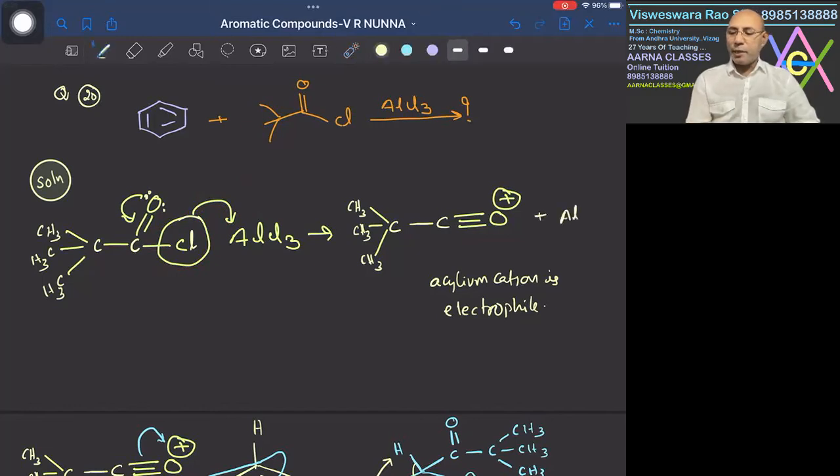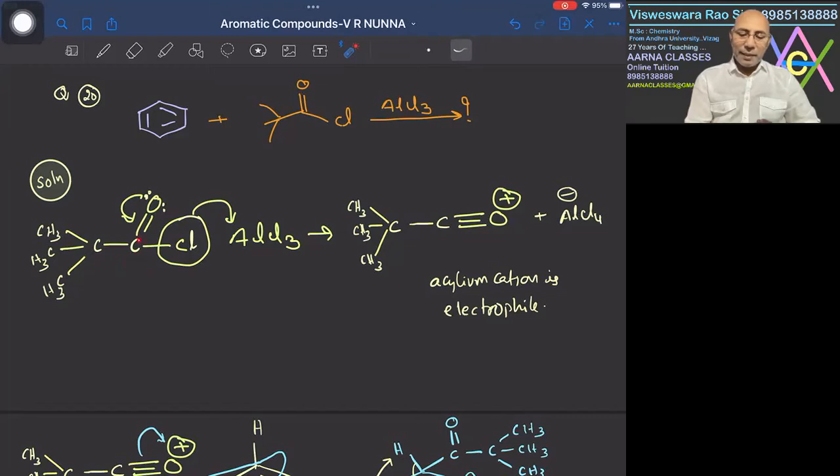That means the aluminum is now forming 4 bonds, so it gets a negative charge like that. Now this carbon is losing electrons, so the carbon gets a positive charge. The positive charge on the carbon is the electrophile. Electrophile means an electron deficient species ready to react with the nucleophile, that is the benzene ring.